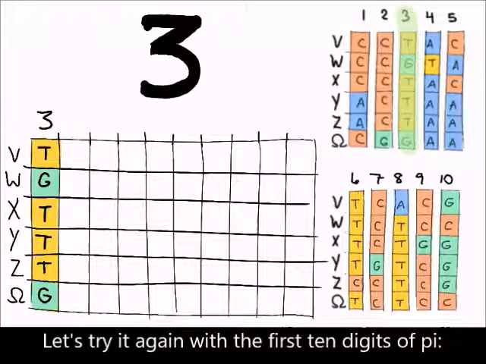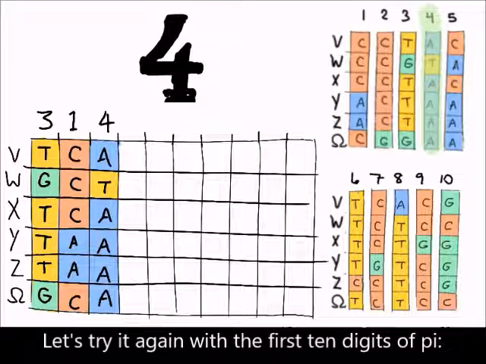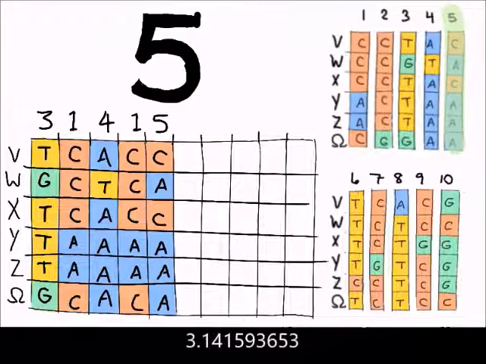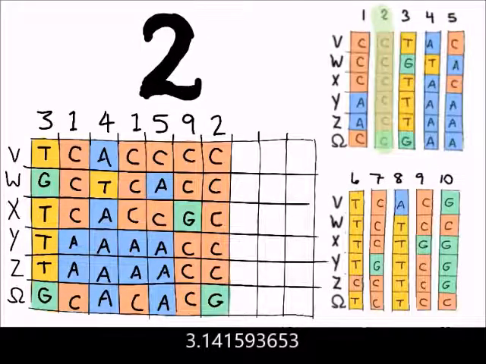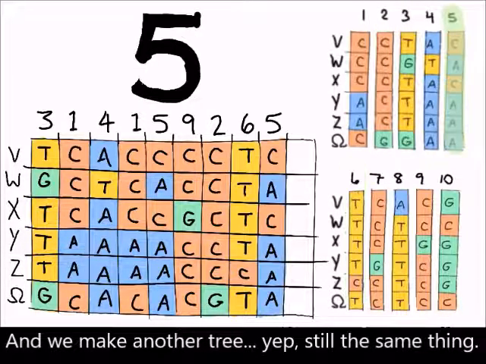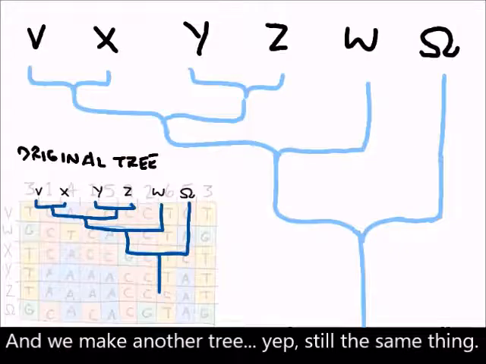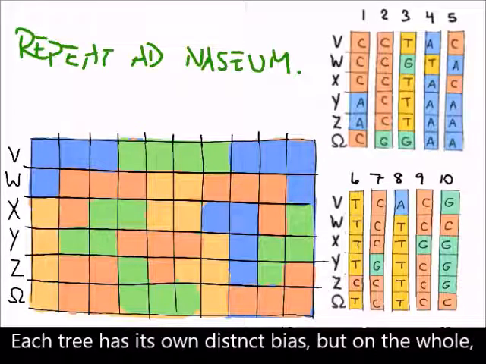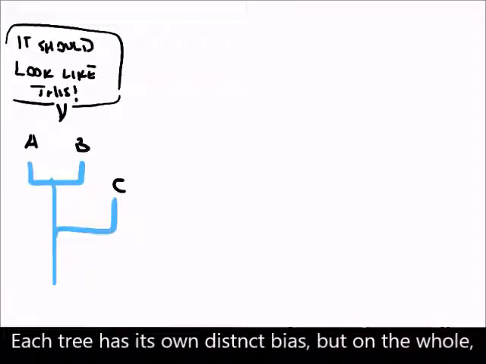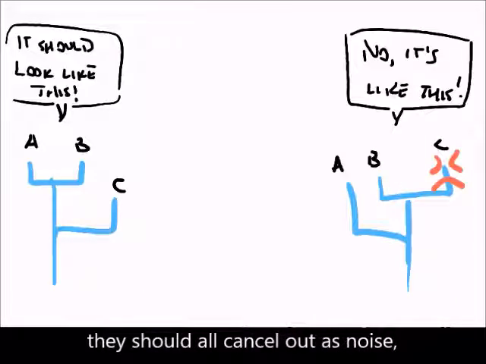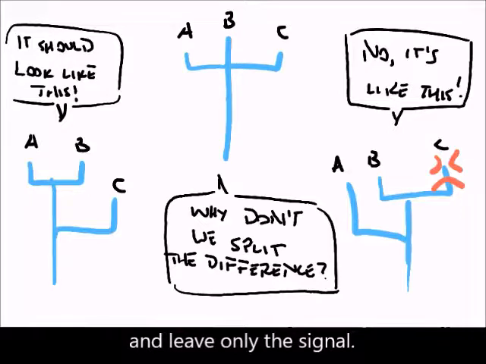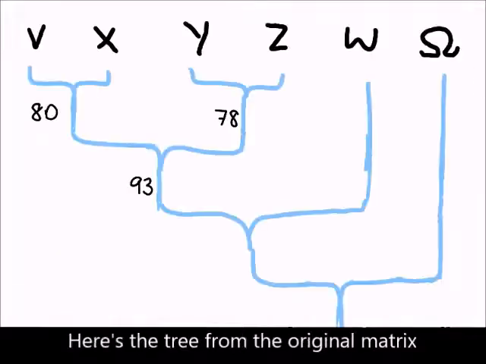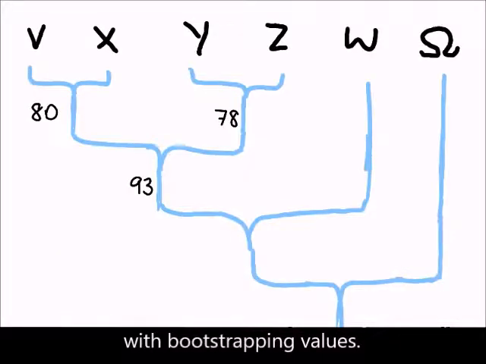Let's try it again with the first 10 digits of pi. 3.141592653. And we make another tree. Yep, still the same thing. And we do this hundreds or thousands of times. Each tree has its own distinct bias, but on the whole, they should all cancel out as noise and leave only the signal. Here's the tree from the original matrix with bootstrapping values.